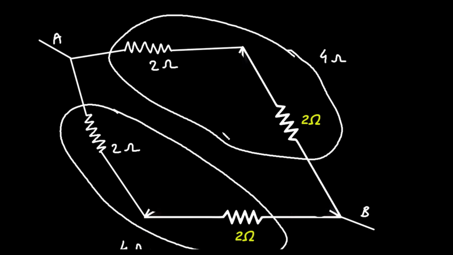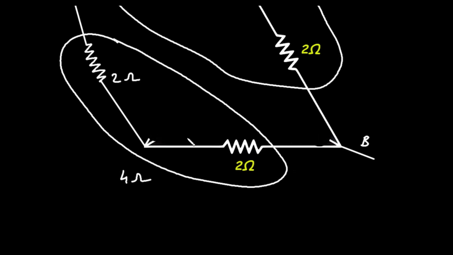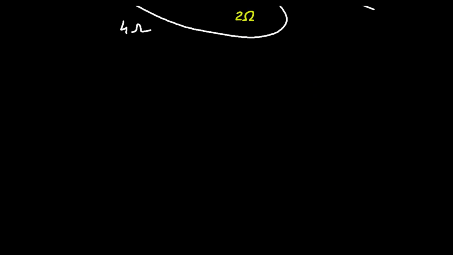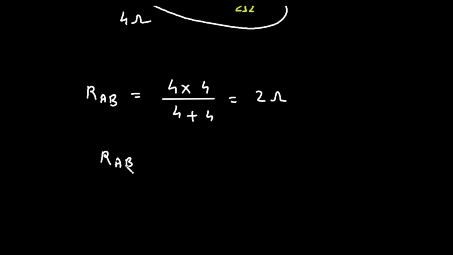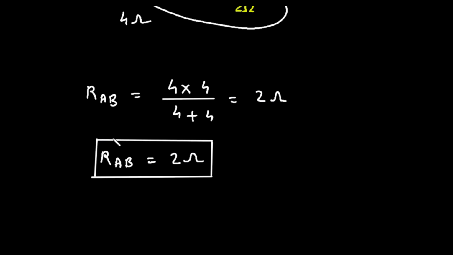Now this 4 ohm and this 4 ohm are connected in parallel. So simply RAB is equal to 4 ohm parallel with 4 ohm, that is 4 into 4 divided by 4 plus 4. It will be simply 2 ohm. So therefore RAB is equal to 2 ohm. This is how we can solve these types of problems.